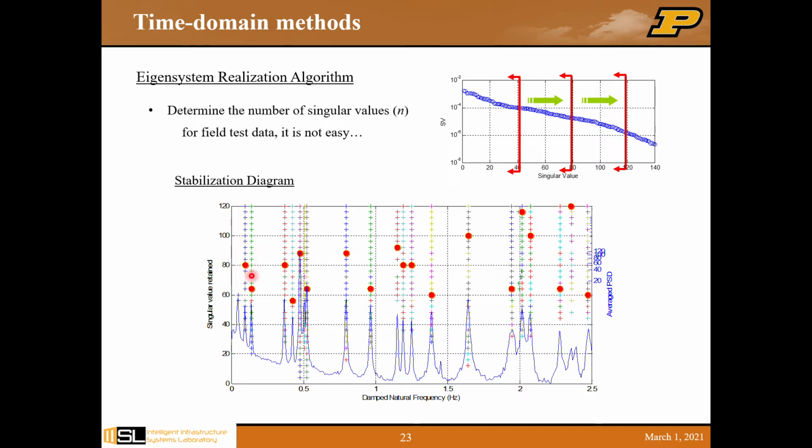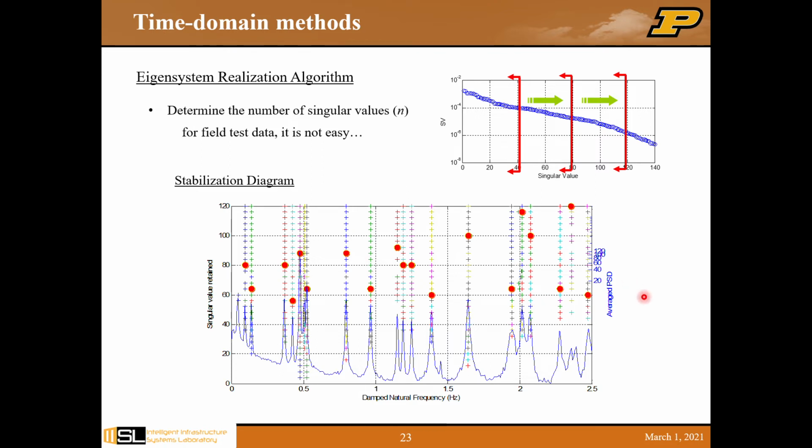If in this plot some modes have many marks, representing that they are very stable for different numbers of singular values, then we can claim that those modes are the modes that we are expecting to identify. That's why we have this red circle plot here to identify those stable modes.